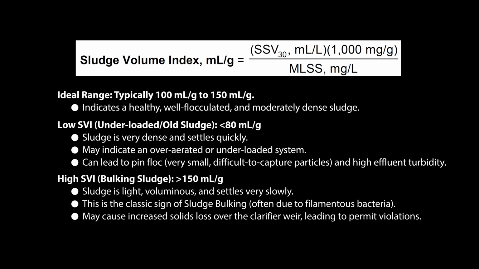A high SVI, anything over 150 milliliters per gram, is a warning sign that your sludge is bulking. This is often caused by having too many filamentous bacteria in the system. It means your sludge is light, fluffy, and takes up a lot of space relative to its concentration. This is a huge problem because it settles slowly and can wash over your clarifier weirs, resulting in a permit violation. So to wrap up, the SVI connects your 30-minute settleability test with your mixed liquor suspended solids concentration.